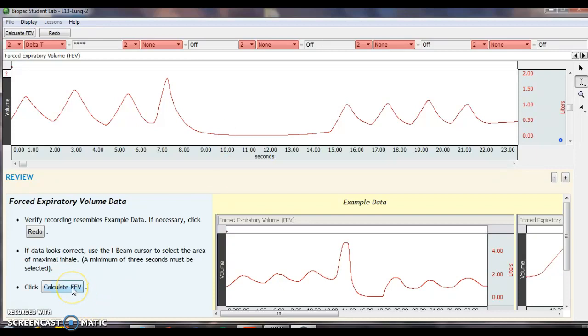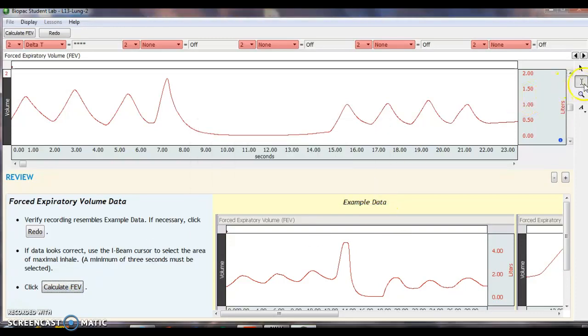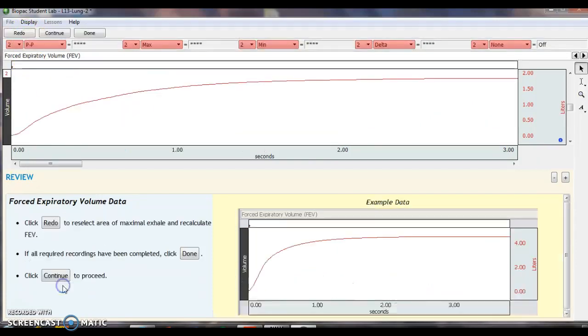I'm now going to calculate my forced expiratory volume. So it wants me to take the I-beam and calculate the forced expiratory volume. You have to highlight 3 seconds. So this is my forced expiratory volume right here. I'm going to start there and go 1 second, 2 seconds, 3 seconds. So it says 3 seconds right there. I'm then going to click Calculate Forced Expiratory Volume.